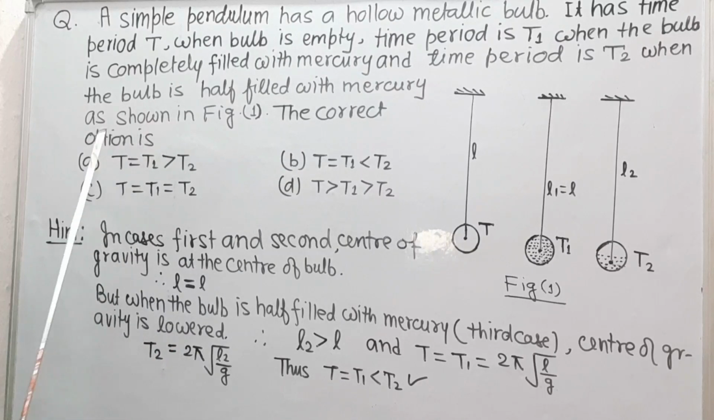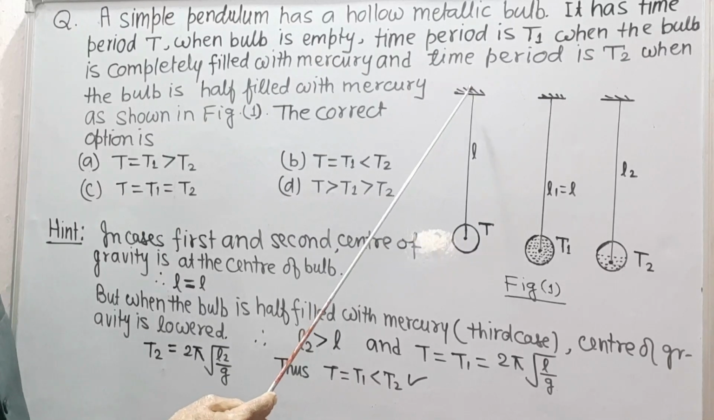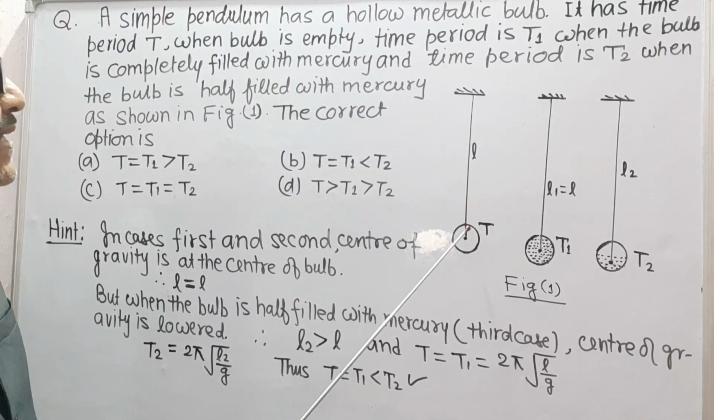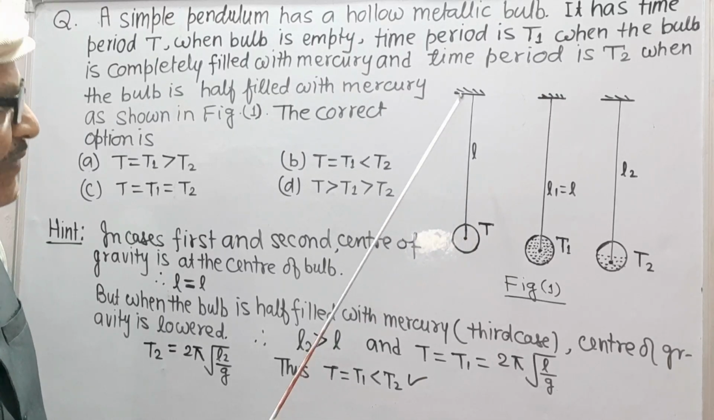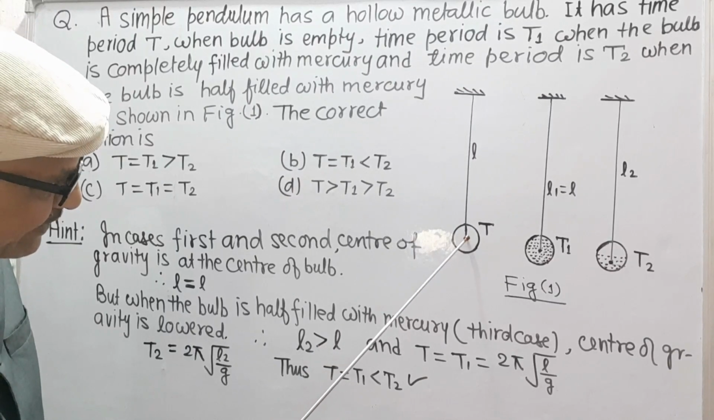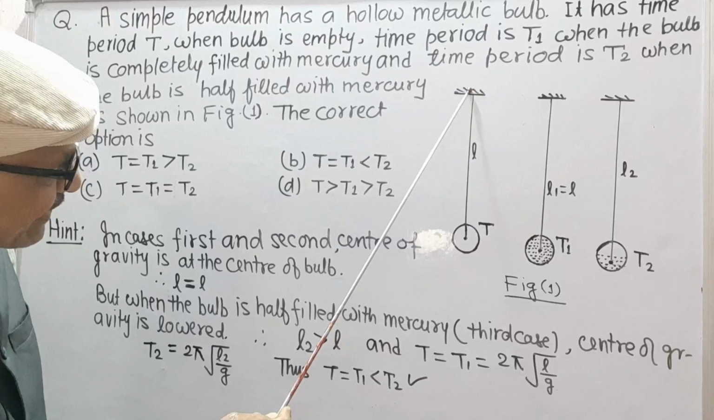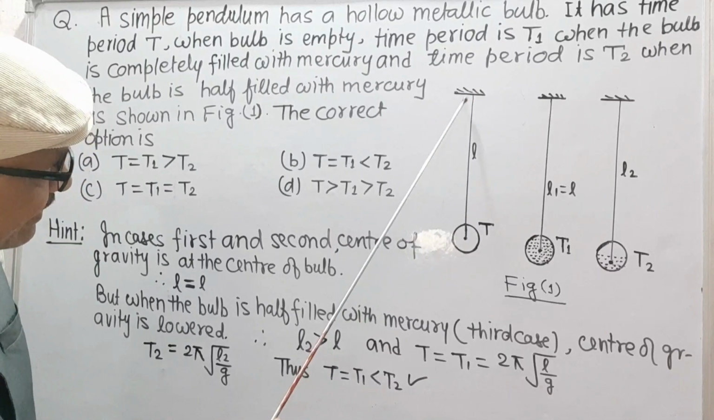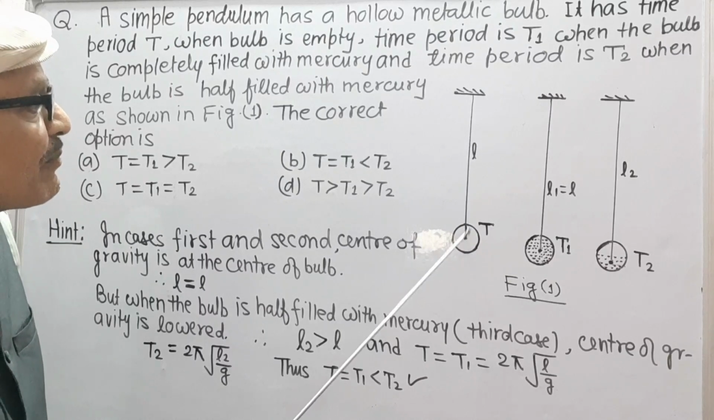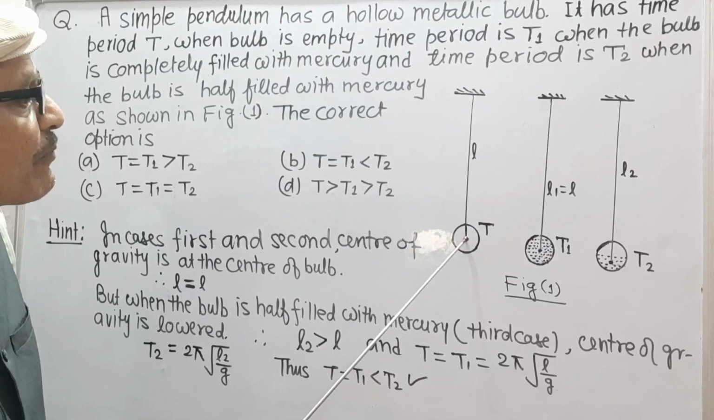The correct option is, these are the four options. Here, this is a hollow metallic bulb, which is in case 1 empty, its center of gravity will be at the center of hollow sphere, and therefore effective length will be from point of suspension to the center of gravity of bulb, means this length will be L.